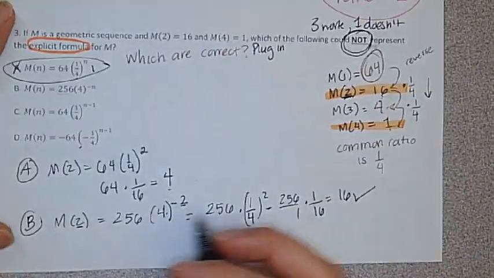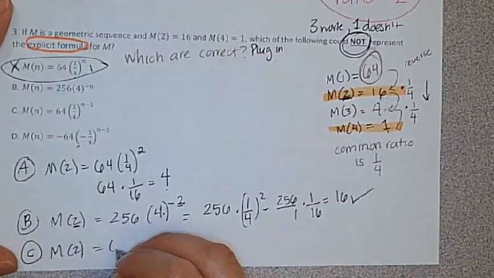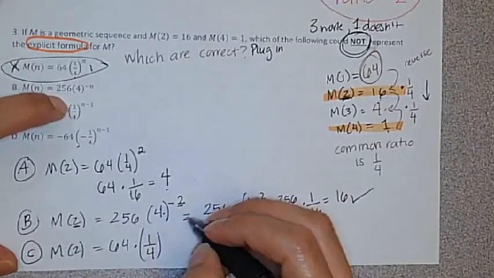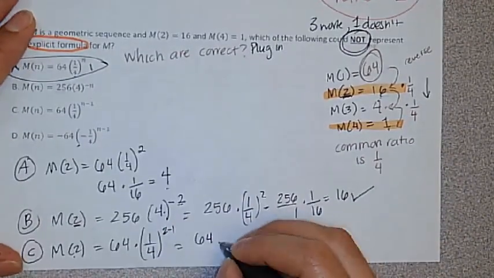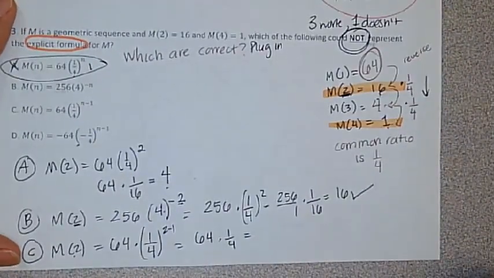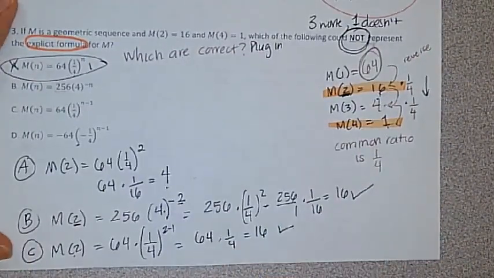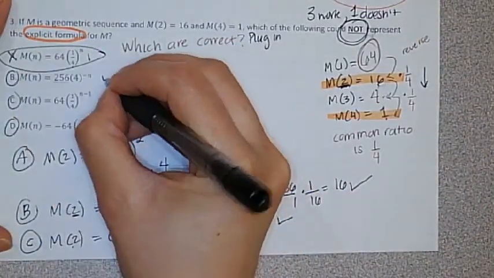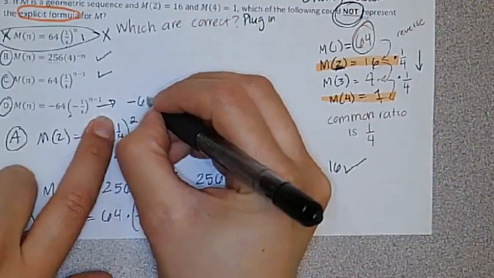Okay. For letter C, 64 times 1/4, and then n is the 2, so 2 minus 1, that's 1. So that's 64 times 1/4, and that would give me also 16. So C works. And I'll do D up here, letter D. Yes, yes. Okay. Letter D, I have -64.